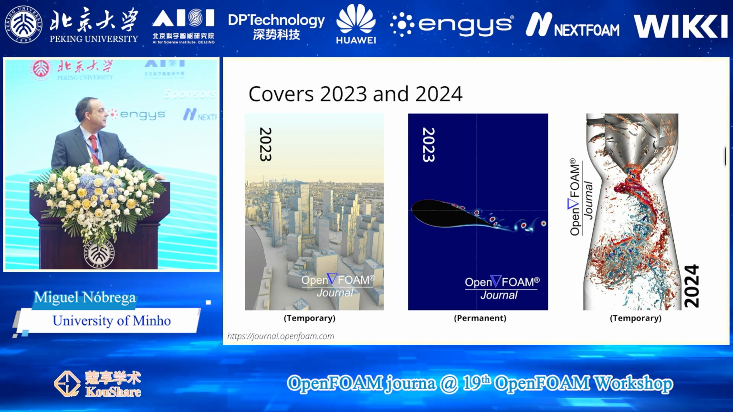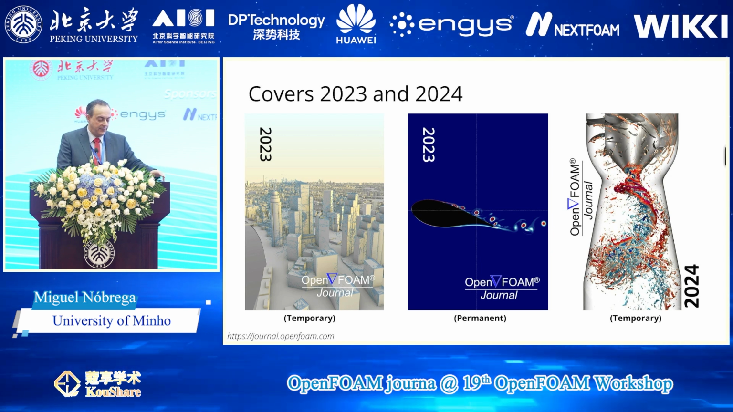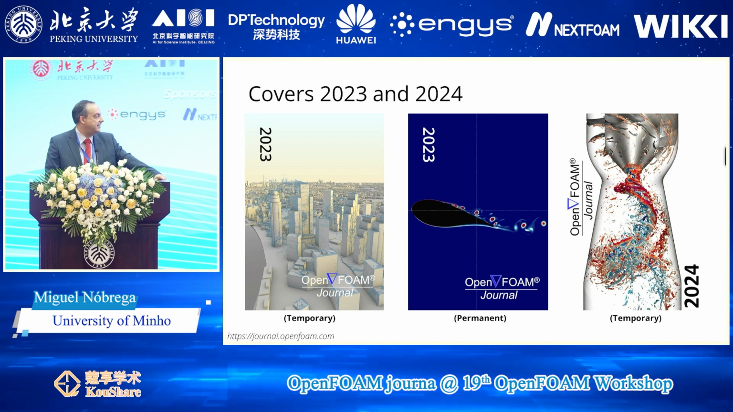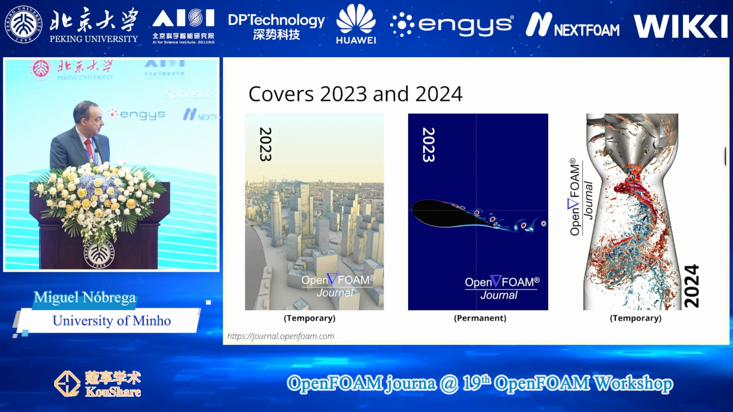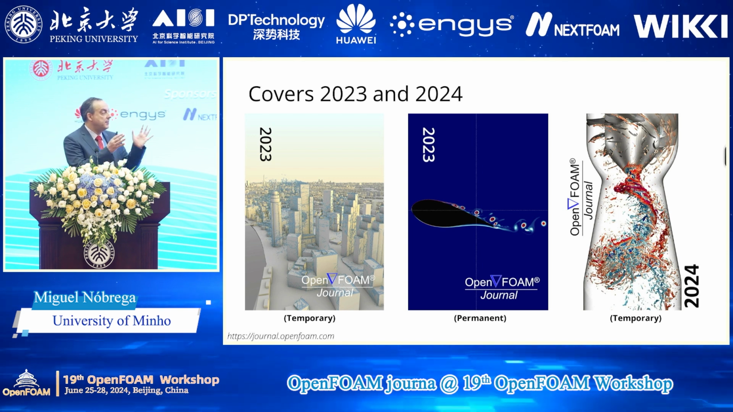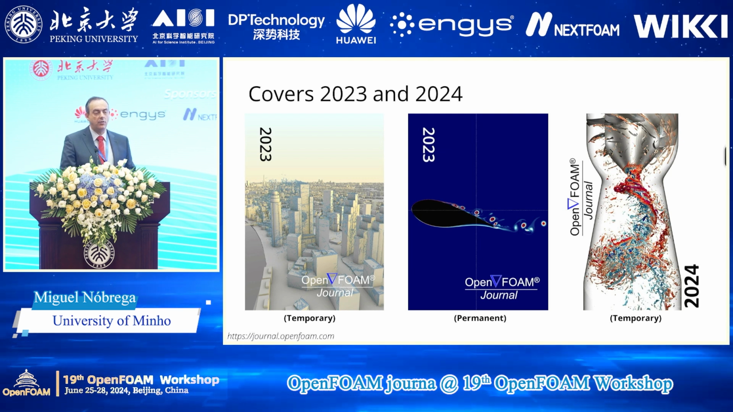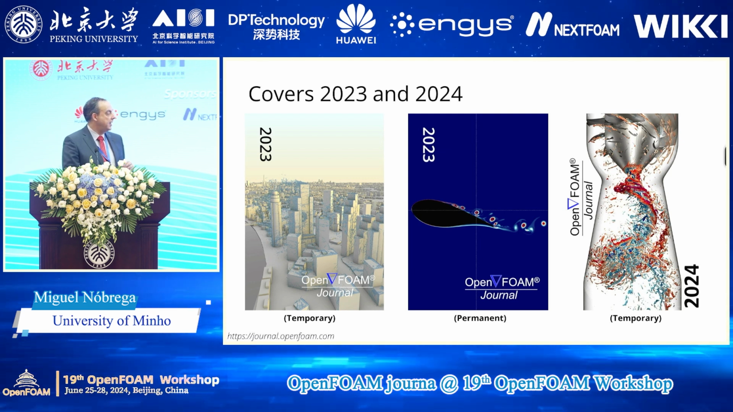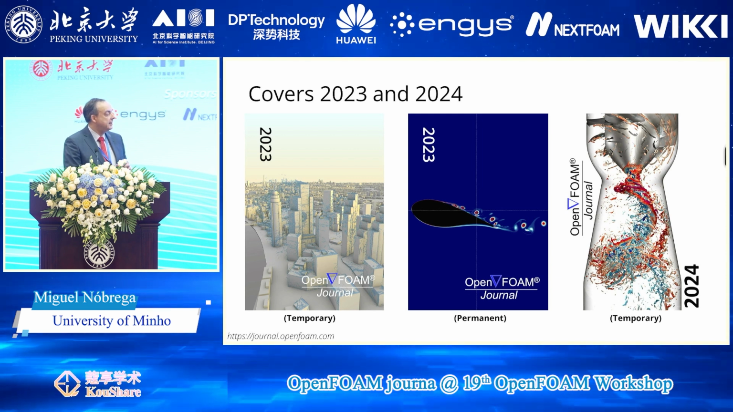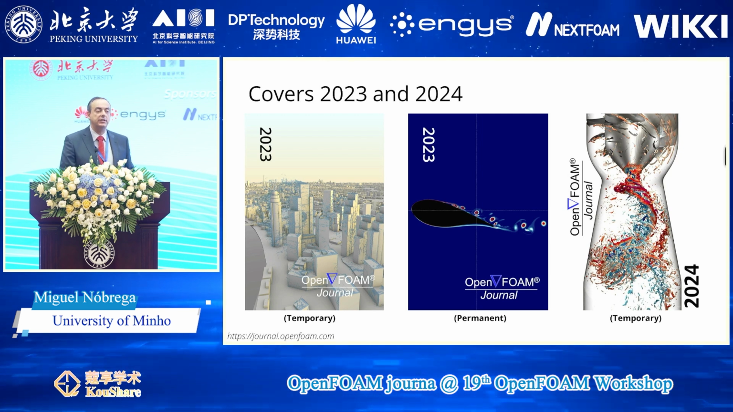Another detail of involvement with the community are the covers. For every volume, at the beginning of the year, we have a temporary cover, and by the end of the year, from the papers that were actually published, we select the final cover of the journal. And you see here the temporary cover for 2023, the permanent cover for 2023, and the temporary cover we have for 2024.